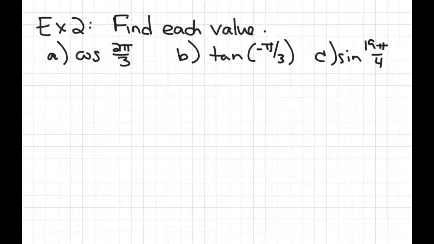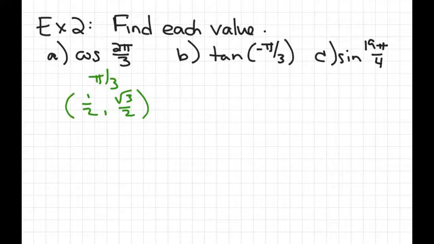So let's go find the value of each of these trig expressions. I'm going to find the cosine of 2 pi over 3. First of all, I'd like to know what the reference angle is, and the reference angle is pi over 3. If you know the reference angle, then you know the point where it hits the unit circle. It's 1/2 comma radical 3 over 2, if you memorized this. So we want to find the cosine.